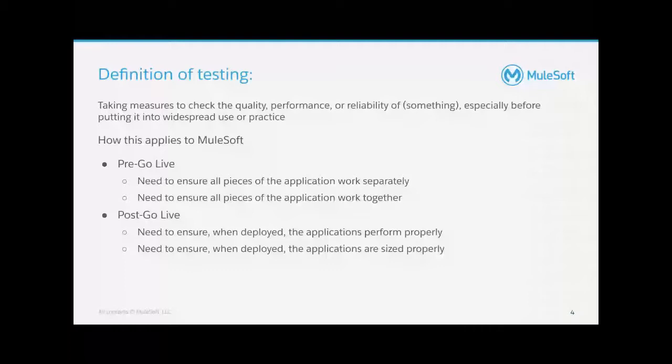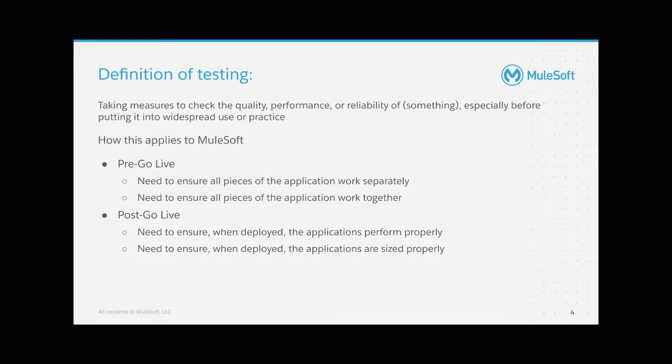And how testing applies to the software world, and specifically for MuleSoft, we usually go into two streams of testing. One is pre-go live and the other one is post-go live. In the pre-go live, we go through the entire components of the system and make sure all pieces of the application work perfectly on their own, which we call unit testing, and also make sure that all pieces of the application can work together. Sometimes we call it system integration testing, or SIT.